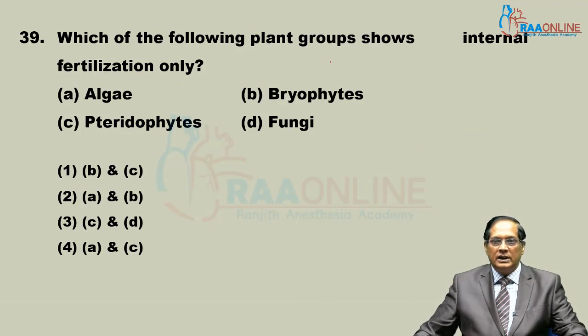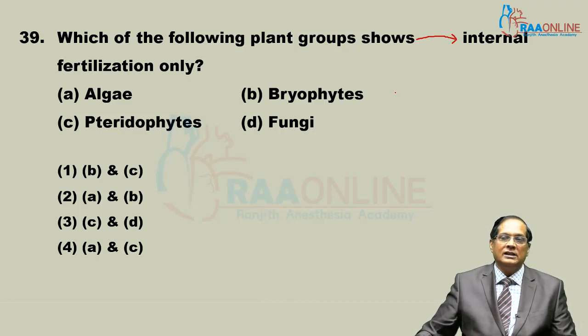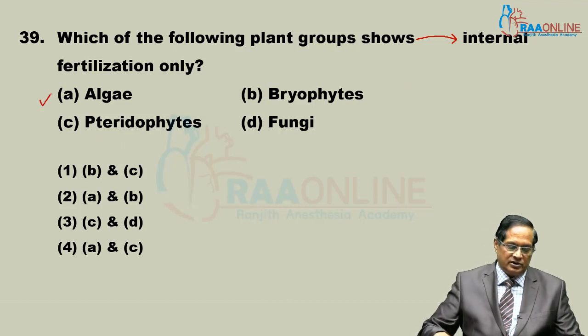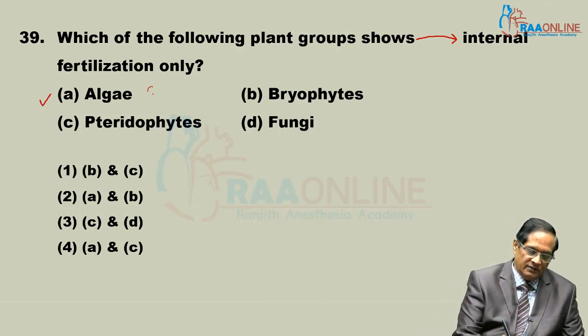Which of the flowering plant groups show internal fertilization only? Internal fertilization means it takes place inside the female reproductive structure. In case of algae, it is external. Even in some cases internal, but most of the cases are external.